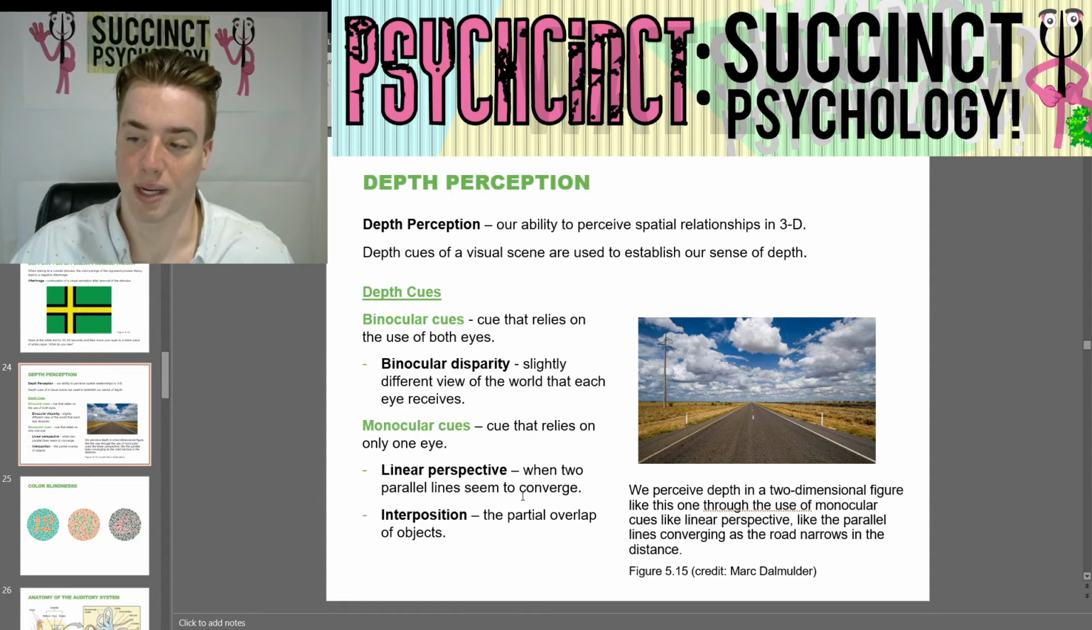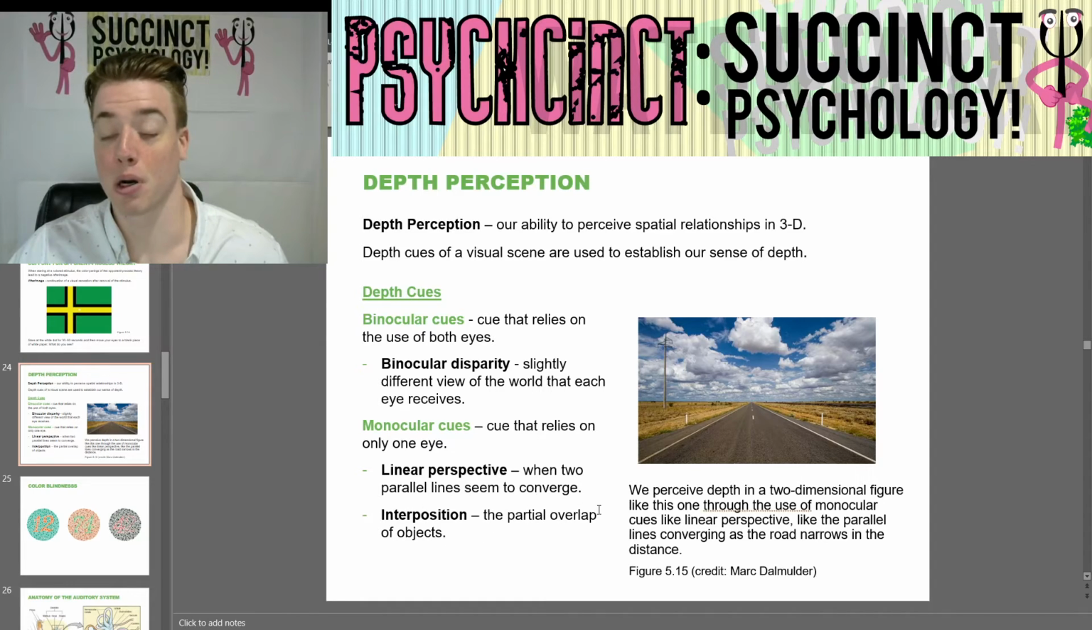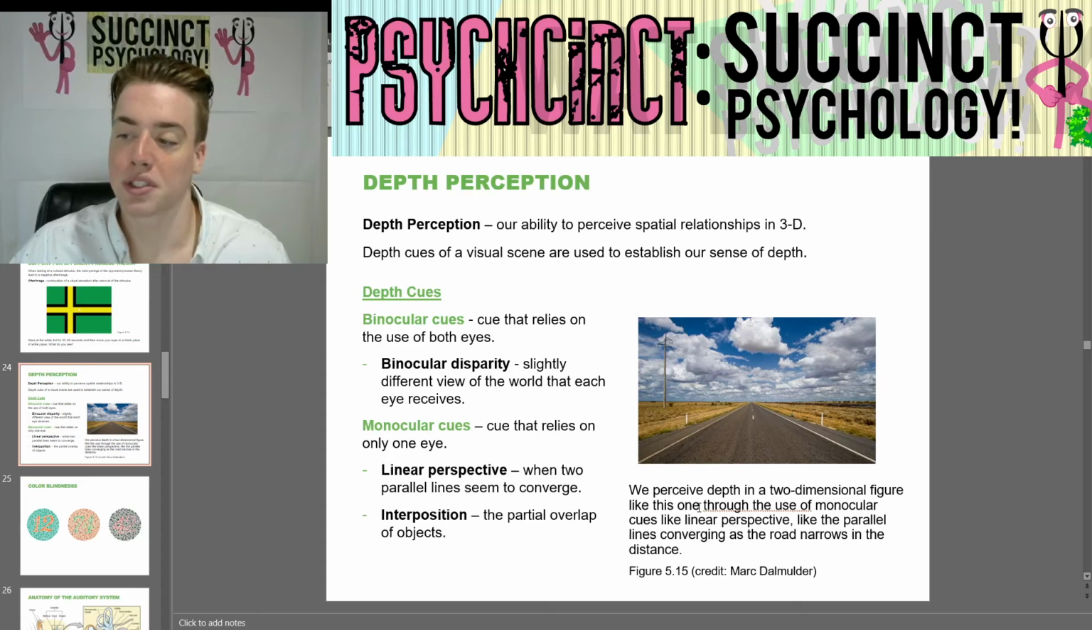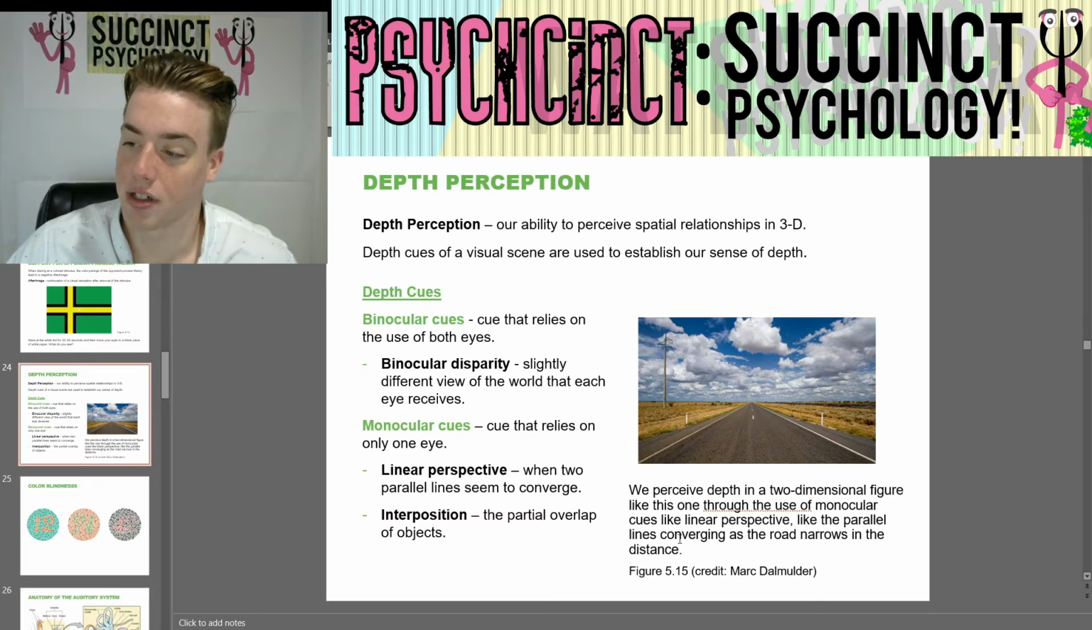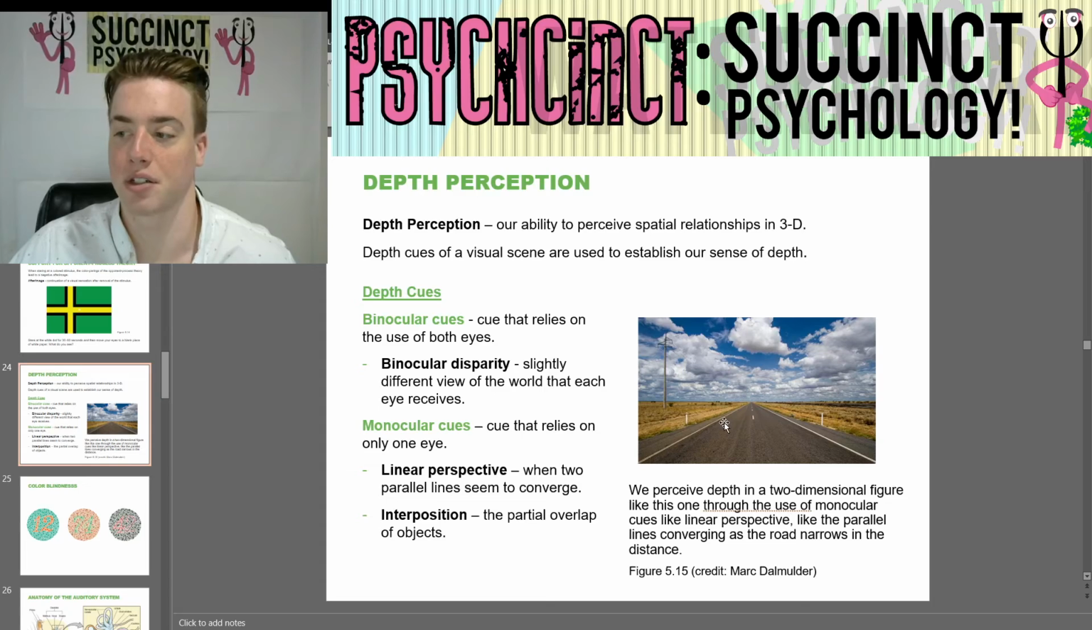You have linear perspective, when two parallel lines seem to converge, and interposition, the partial overlap of objects. So here's an example. We perceive depth in a two-dimensional figure like this one through the use of monocular cues like linear perspective, again, when two parallel lines seem to converge, like the parallel lines converging as the road narrows in the distance. That's how we're able to perceive depth in this picture, because we see these two parallel lines getting closer together, and we're able to tell, oh, that's in the background.